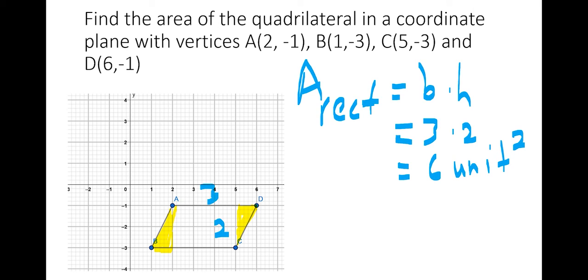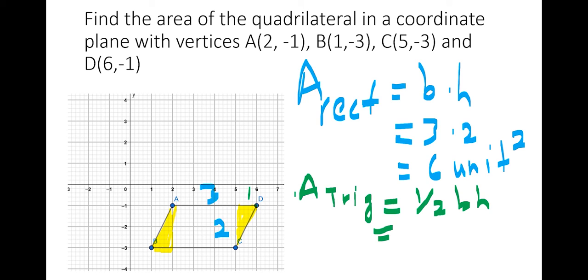And then we see we have a triangle. Both triangles are same. Base is 1 and height is 2. So area of the triangle is half base times height, which is half 1 times 2, which is 1 square unit.